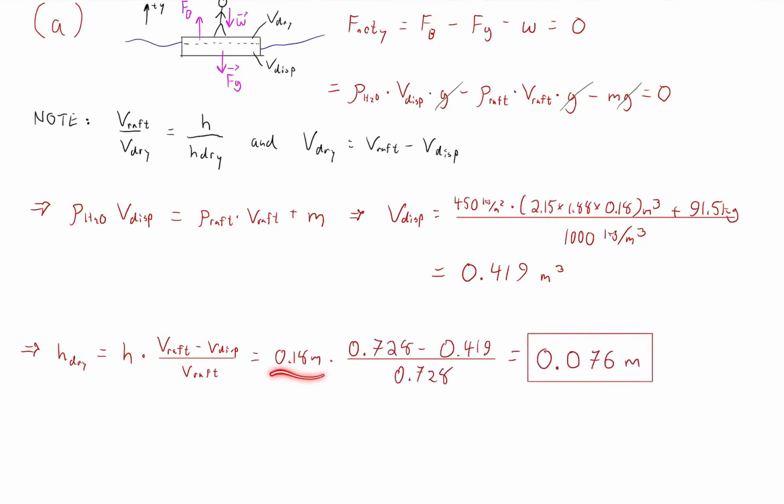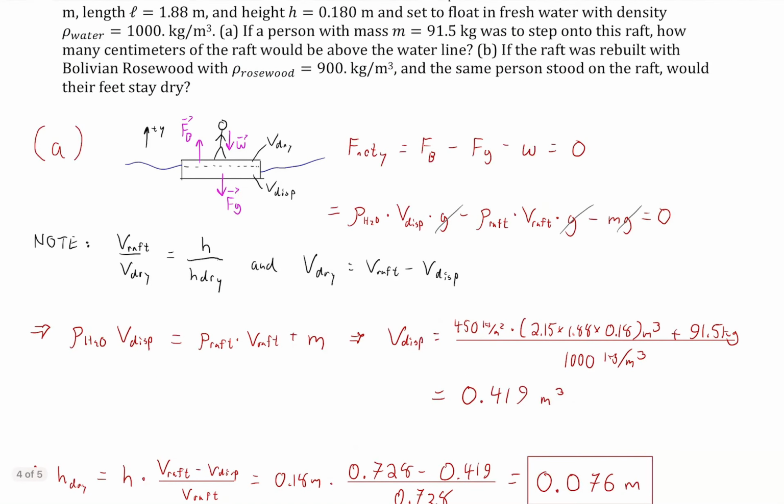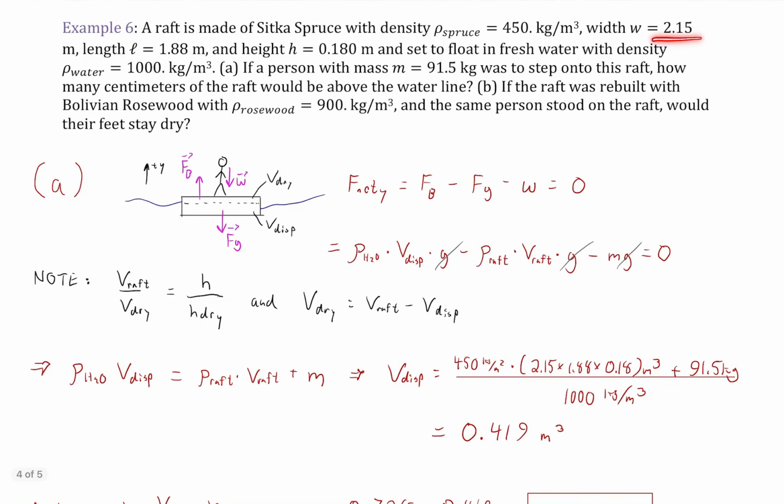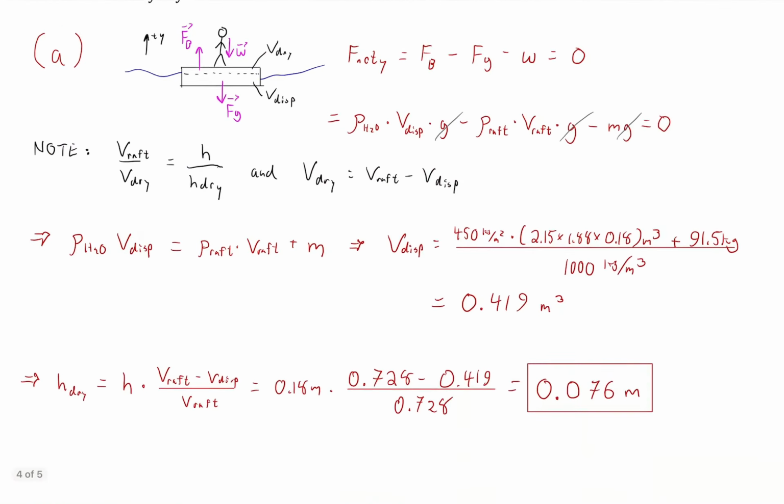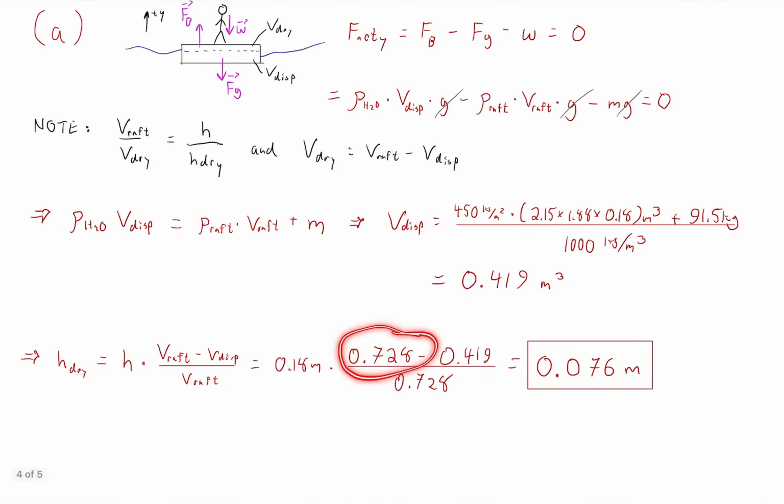So then we have our 18 centimeters, the overall height of the raft, and that's this here. Then we have the volume of the raft, which I didn't show being solved for, but all I did was multiply these numbers together, 2.15 times 1.88 times 0.18. That gives me 0.72. Then minus the volume displaced that we found through our sum of forces, divided by 0.72. These would all be cubic meters, but the cubic meters all cancel out, that's why I didn't write them in. And so we get a height of 0.076 meters. So 7.6 centimeters is dry.